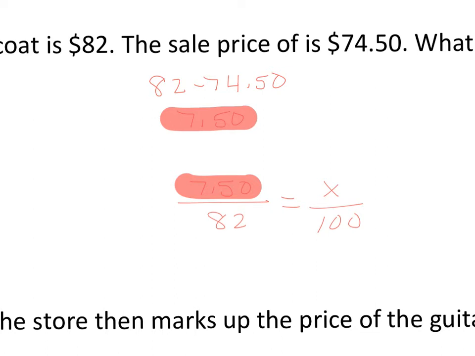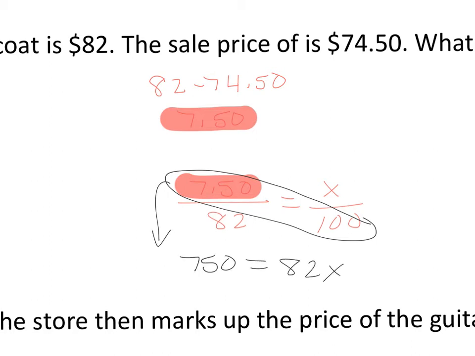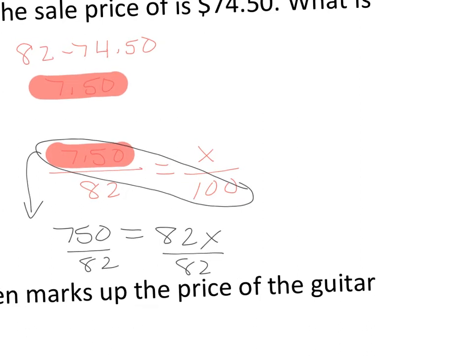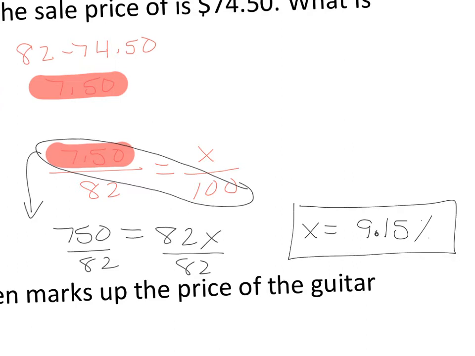So now you're just going to go ahead and cross multiply. Let's back that off a little bit. Let's go back to the writing. We're going to take this and multiply, so we're going to end up with 750 equals 82x, and then divide by 82 on both sides. So my answer here is going to be 9.15%.